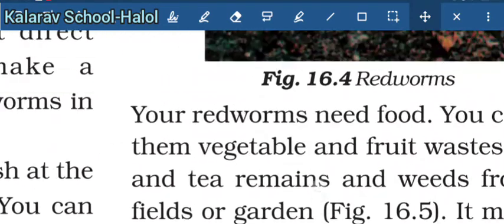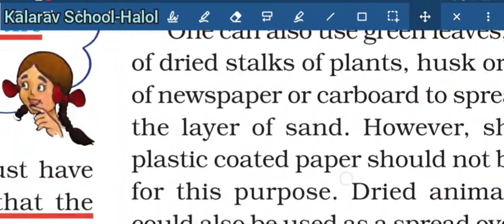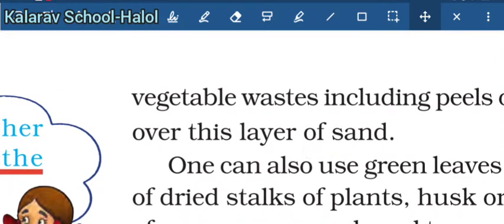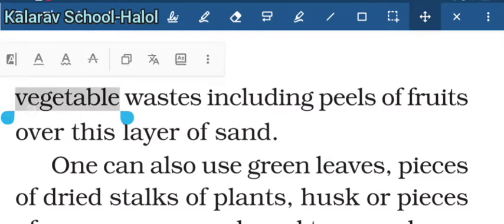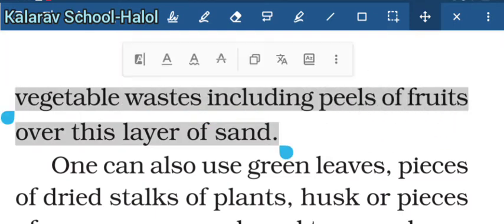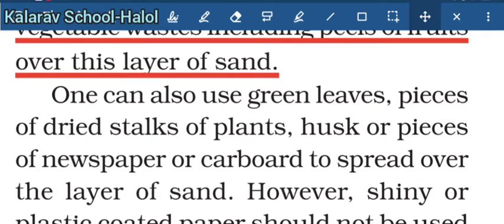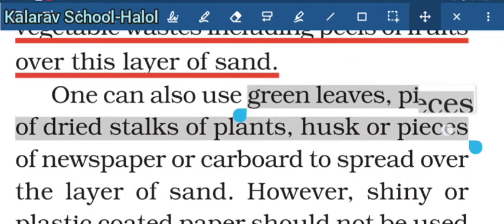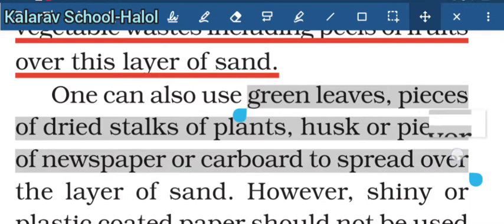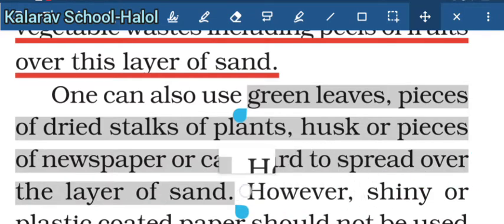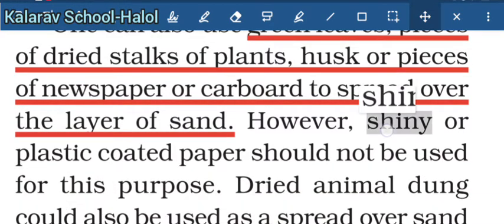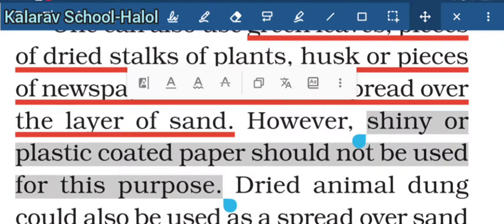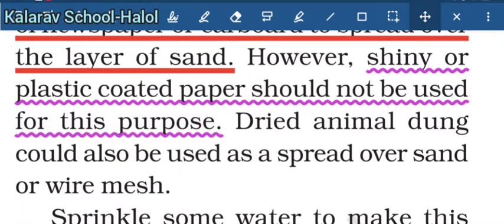Now spread some vegetable waste, including peels of fruits, over this layer of sand. One can also use green leaves, pieces of dried stalks of plants, husk, or pieces of newspaper or cardboard to spread over the layer of sand. But shiny or plastic coated paper should not be used for this purpose. Dried animal dung can also be used.